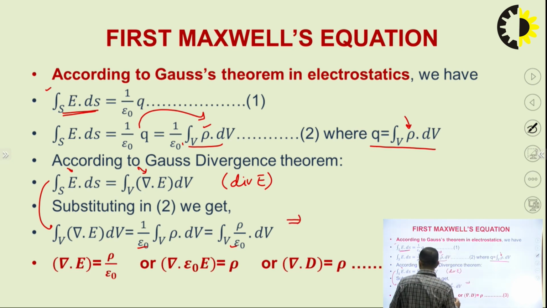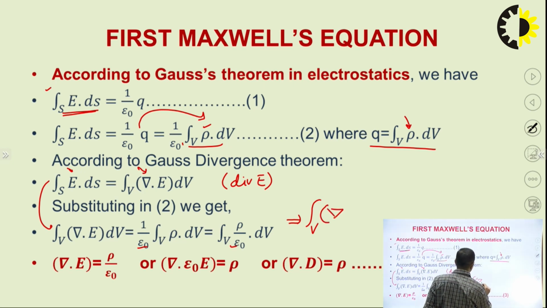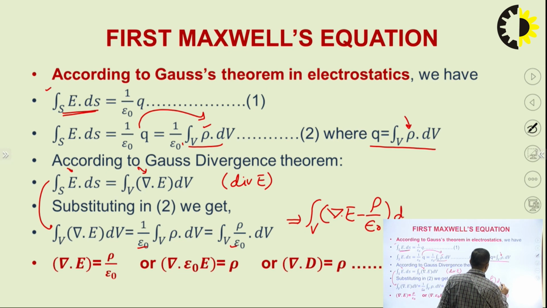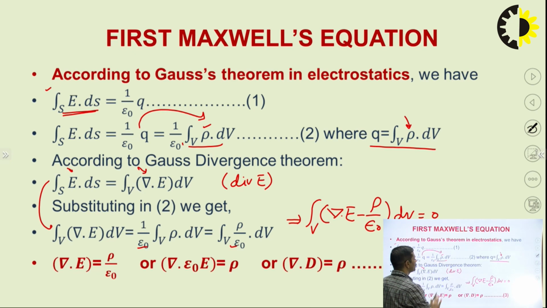We can write the volume integral over a volume V of del dot E minus rho by epsilon naught dV equal to 0. Now for any arbitrary volume, we can drop the integral sign. So the last equation becomes del dot E equal to rho divided by epsilon naught.